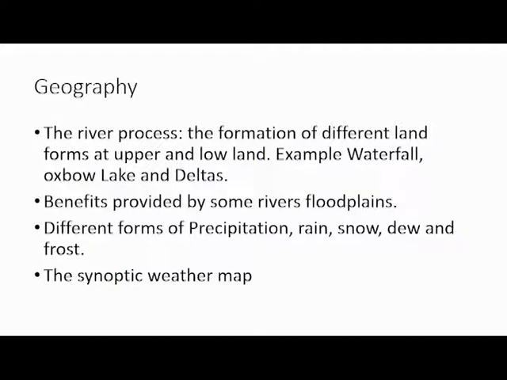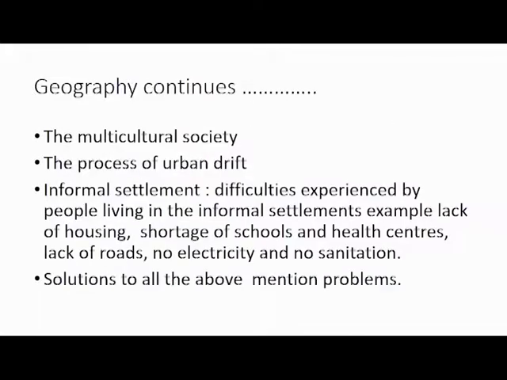The river process, the formation of different landforms, the upper and low land of the river, for example, in terms of waterfalls, Oxbow Lake, and deltas. Benefits provided by some rivers in terms of floodplains. Different forms of precipitation. We have rain, snow, dew, and frost seasons they occur. We can also look at the synoptic weather map. This is a summary of the weather readings or weather summaries.